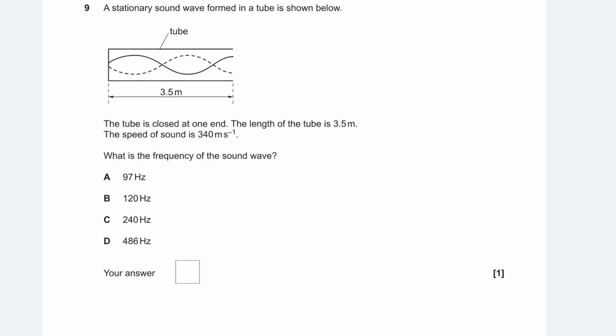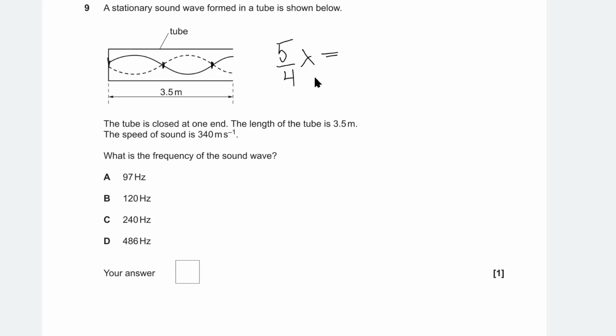Okay, so we're given that the length here is 3.5 meters, so this distance here is half a wavelength, this distance here is half a wavelength, so basically that distance here is one wavelength plus a quarter, so it's going to be 1.25 or 5 quarters.